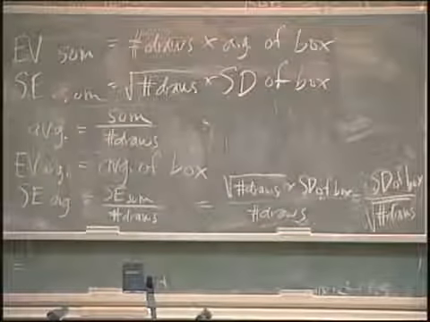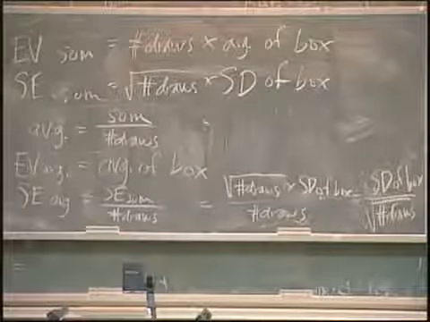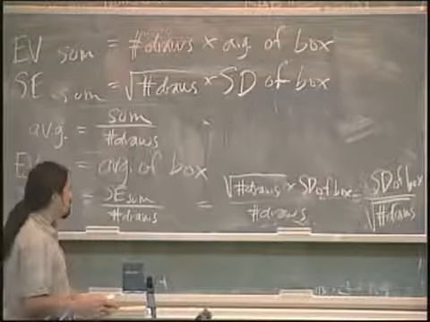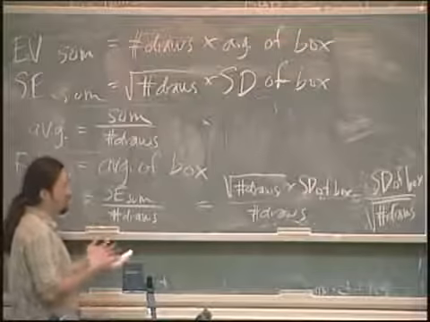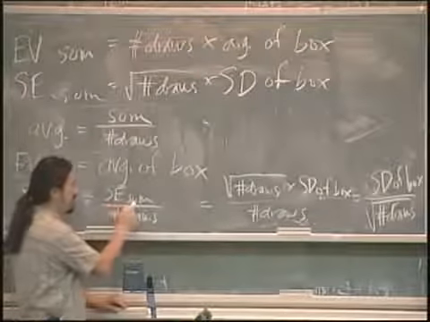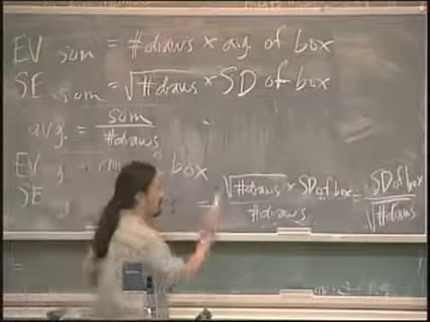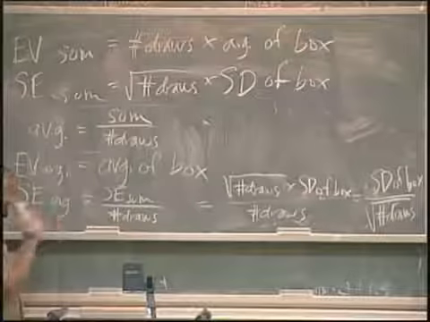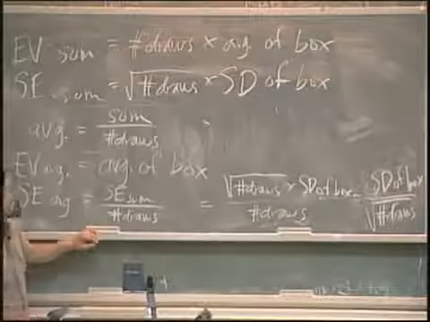I don't care which way you do it. I think you should pick one and always do it that way. Sometimes it'll happen on exams that people will mix them. So they'll do SE sum divided by the square root of the number of draws, or they'll do the SD of the box divided by the number of draws. So make sure you decide which one you're going to use and just be consistent.